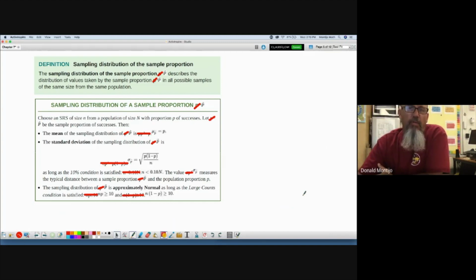Yes or no? What's your favorite color? You can't answer six, right? You fit into one of several categories. So we're going to look at categorical data right now, categorical variables.